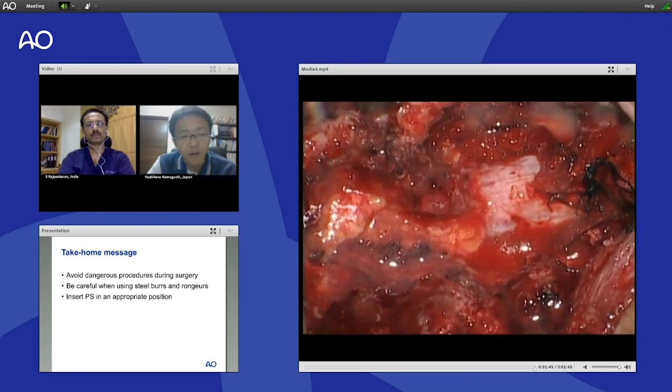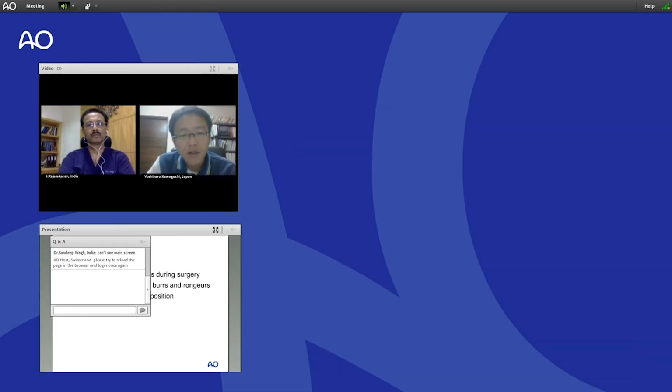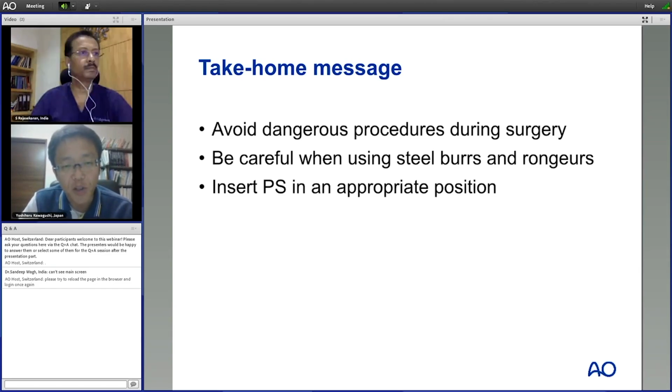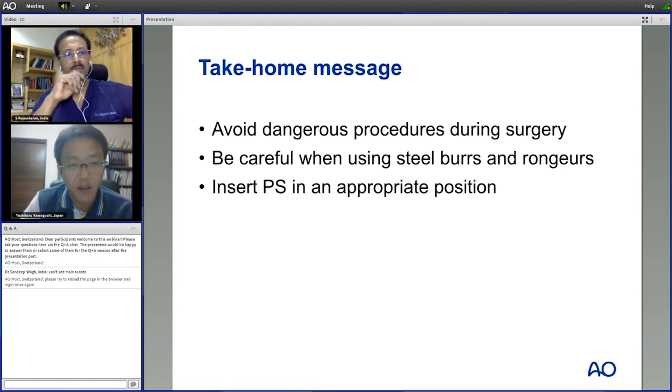Okay, thank you. So my take-home message is number one, avoid dangerous procedures during surgery. Number two, be careful when using the steel bur and the rongeur. Number three, insert the pedicle screw in an appropriate position. Thank you for your attention.